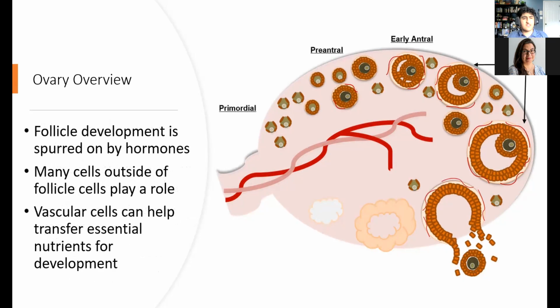But what exactly causes follicle development? How does this process start? Well, follicle development is spurred on by hormones. But many cells outside of the follicle cells, outside these granulosa cells, play a role. For example, vascular cells can help transfer essential nutrients for development.